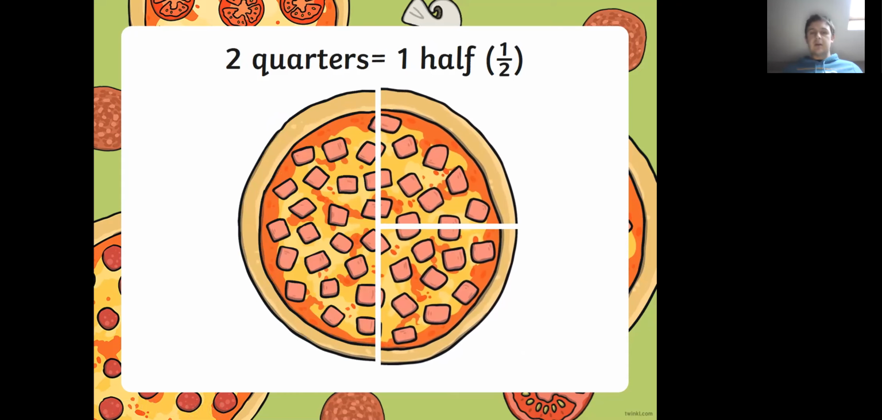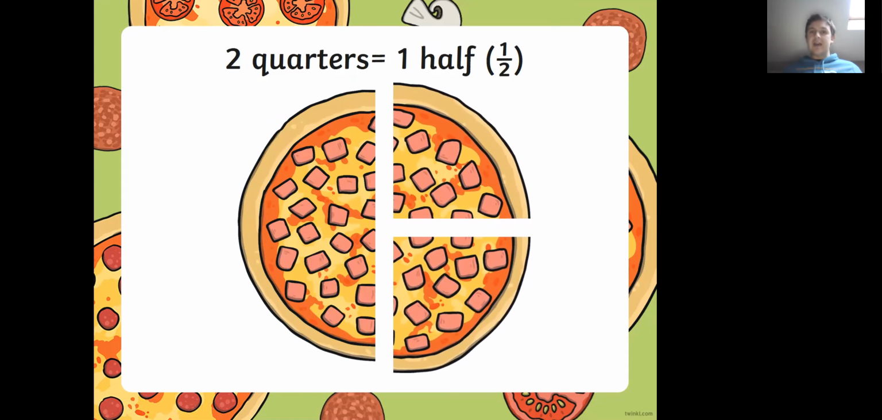2/4, you see there, 2/4 is the same as 1/2. Okay, so here it means we can show different fractions have the same value. So 2/4 is the same as 1/2. 2 out of 4 equal parts is the same as 1 of 2 equal parts.